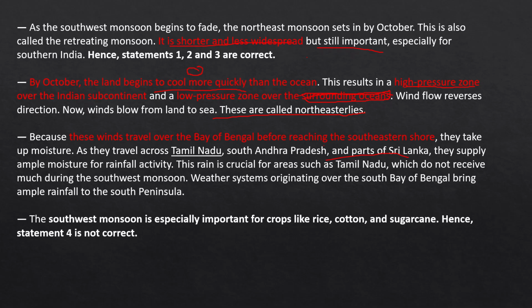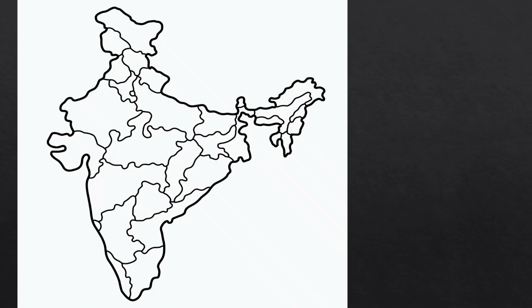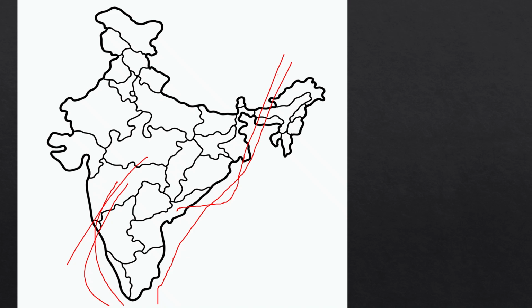Southwest monsoon is especially important for crops like rice, sugar, and cotton. This is the direction of the southwest monsoon, which is ocean to the land, and this is the direction of the northeast monsoon, where wind flows from land to the ocean, and then it makes rainfall on the coastal region of Tamil Nadu and Andhra Pradesh, and also in the inner areas of this region.